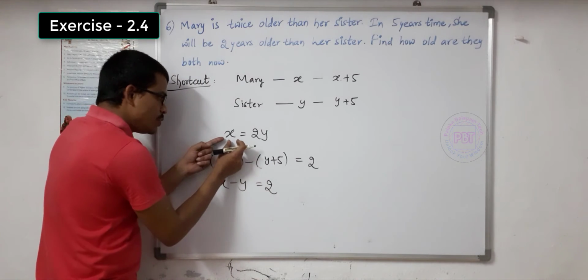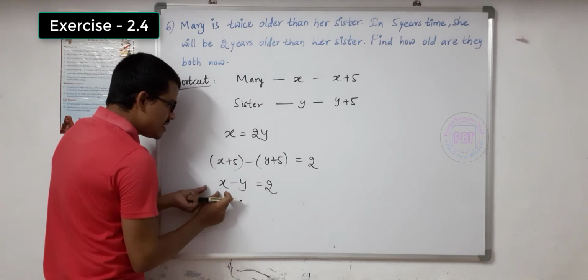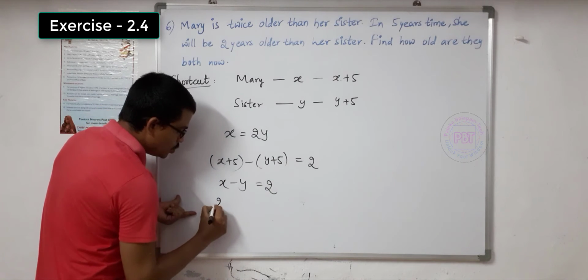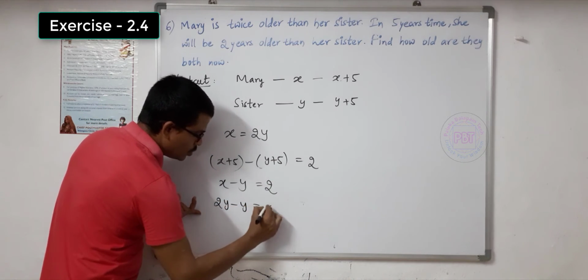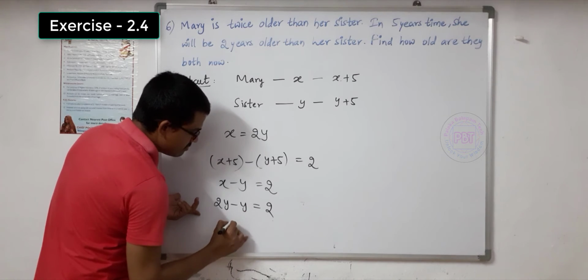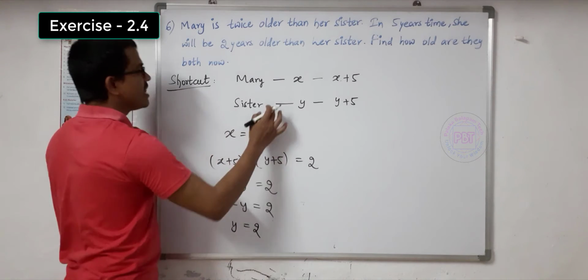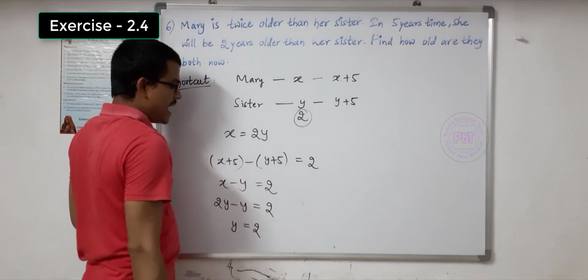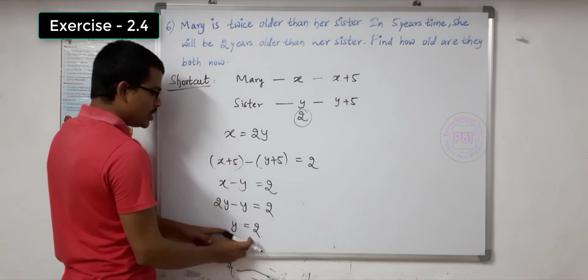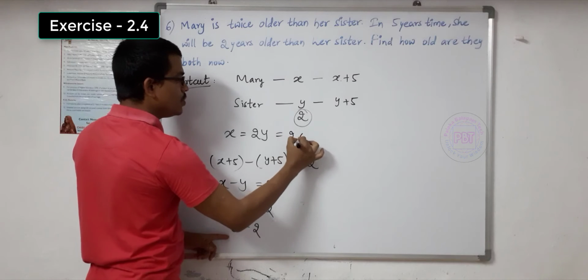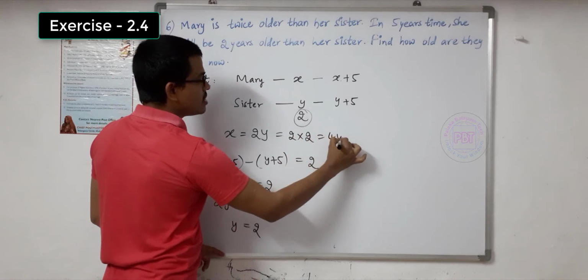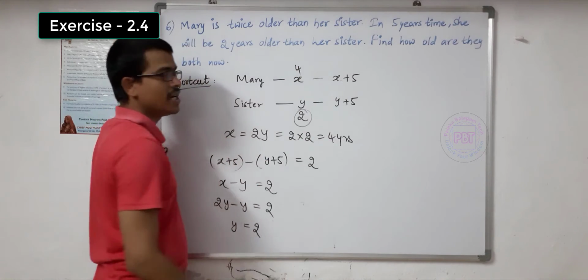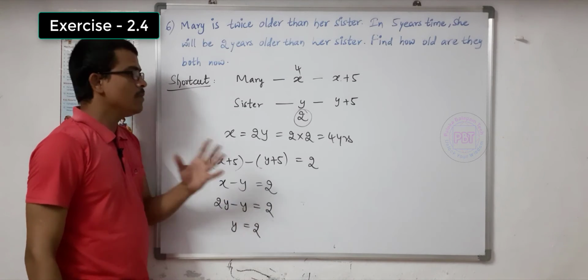I am going to substitute x equal to 2y. Wherever x is there, 2y I am going to write. 2y minus y equal to 2. 2y minus y is 1y equal to 2. y is nothing but sister's age, which is 2 years. Then what is Mary's age? To get Mary's age, substitute the y value here, 2 into 2, which is 4 years. It is 4 years. Okay, I hope you understand this.